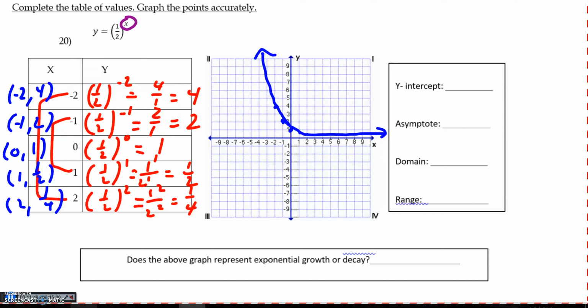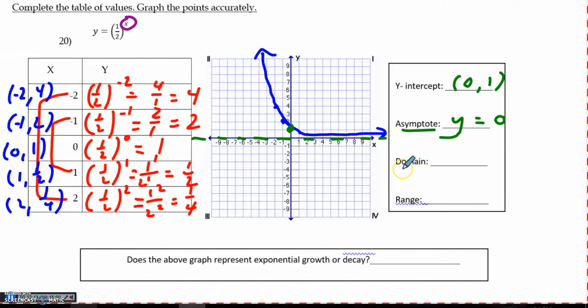So now if I look at my graph or my table, I notice that my y-intercept is at the point 0, 1. The asymptote is the line that I'm not crossing, and I'm not crossing the x-axis here. And because it's horizontal, it always has to be y equals a number. The number that y equals here, or cannot cross, is 0. So y equals 0 would be the line I cannot cross.